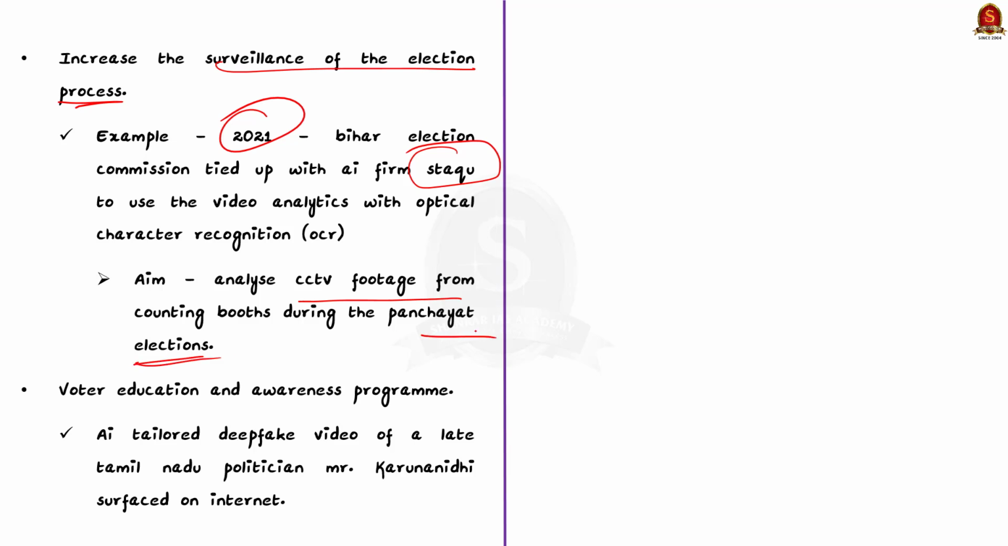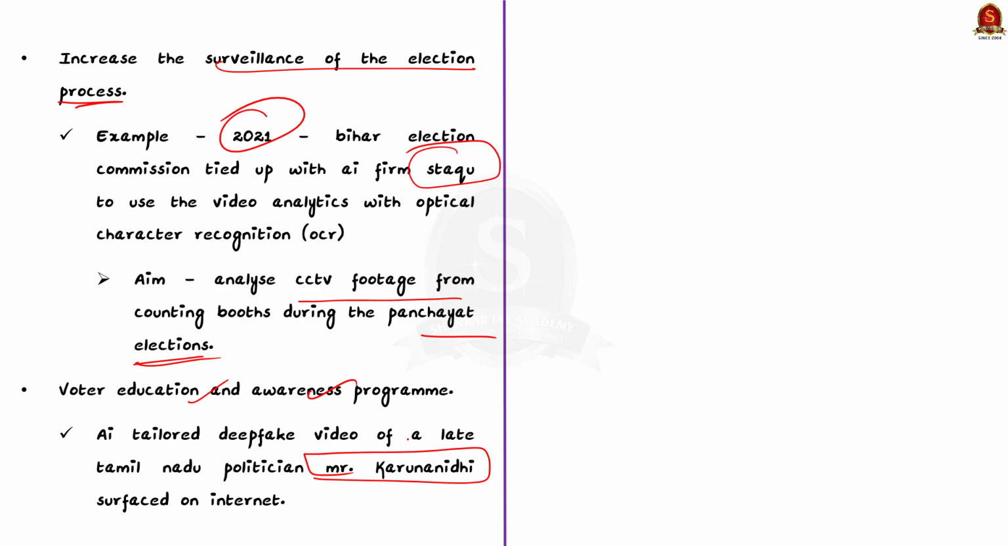Fourthly, with the use of AI, we can enhance voter education and awareness programs. See, recently an AI-generated deepfake video of a late Tamil Nadu politician, Mr. Karunanidhi, surfaced on the internet. Even though it was meant for political purposes, a video like this will increase awareness on elections and result in increased turnouts.